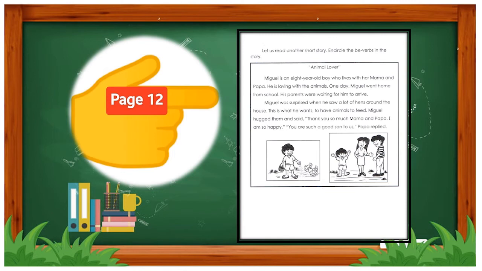Let us read another story. Encircle the be verbs in the story. Here's the story.